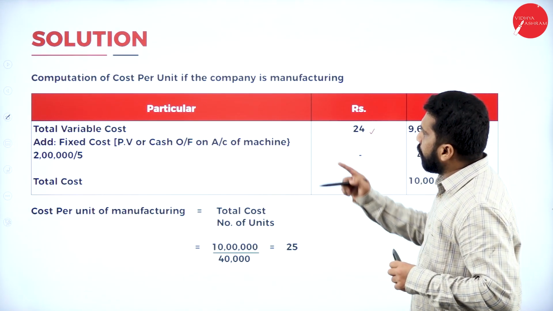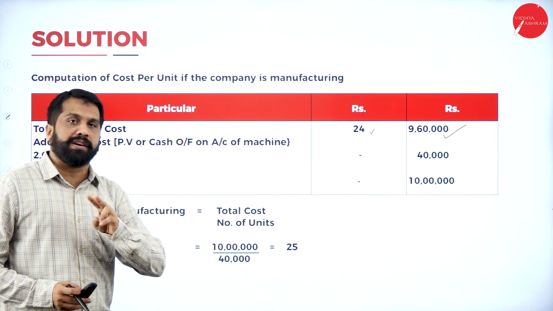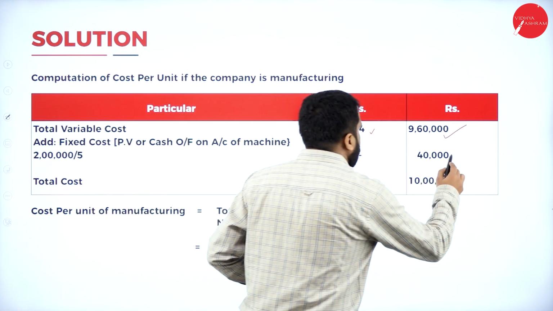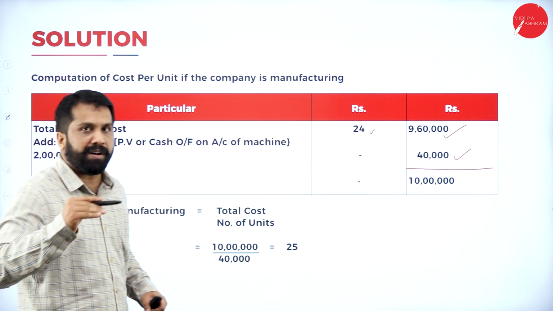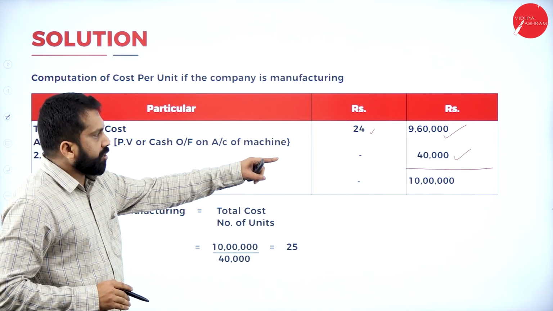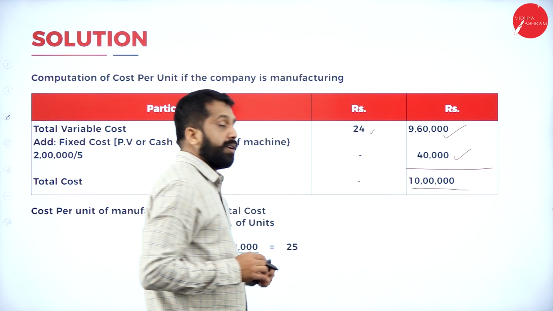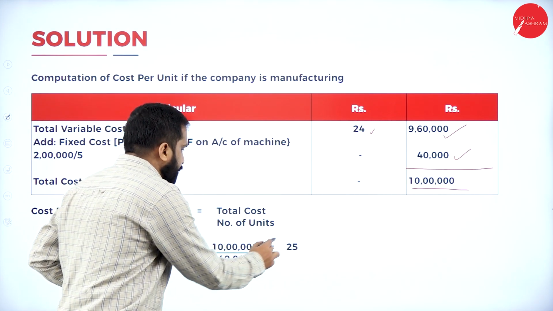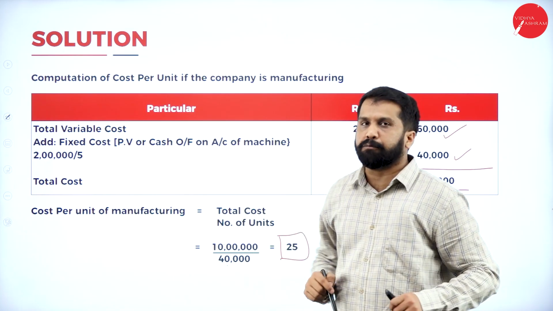9,60,000. Now, what is the fixed cost you will get? You have taken 2 lakh. Number of years? 5. 2 lakh divided by 5, your fixed cost is 40,000 per year. Sorry, not per month, per year. 9,60,000 plus 40,000, your total cost is 10 lakh. Now, number of units, how much? 10 lakh divided by 40,000, per unit you are spending 25 rupees.